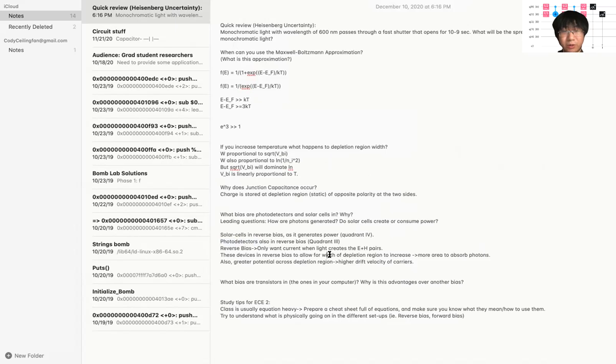Also, these devices in reverse bias allow the width of the depletion region to increase, which allows the area to absorb more photons. And greater potential across the depletion region also allows for higher drift velocity of carriers.